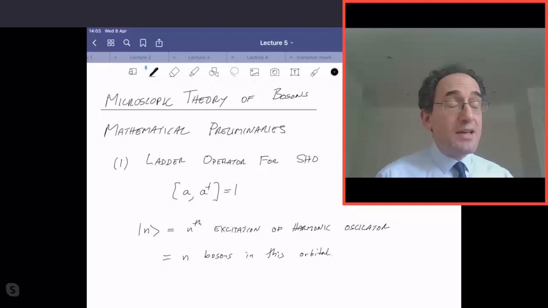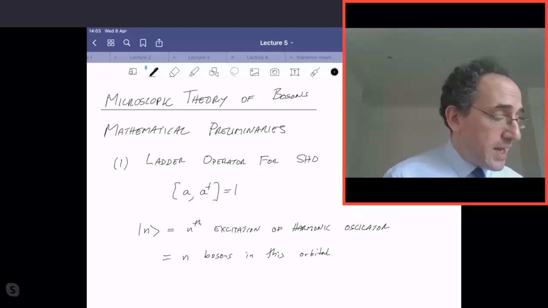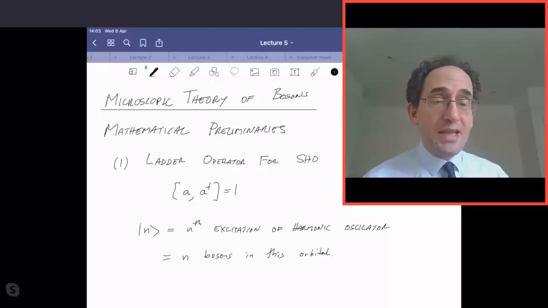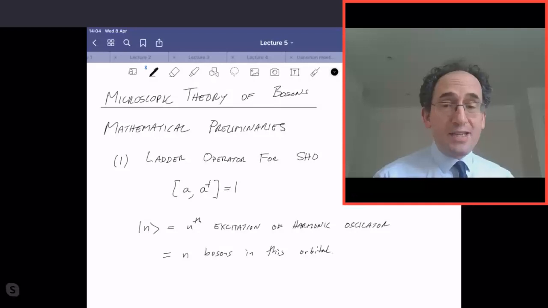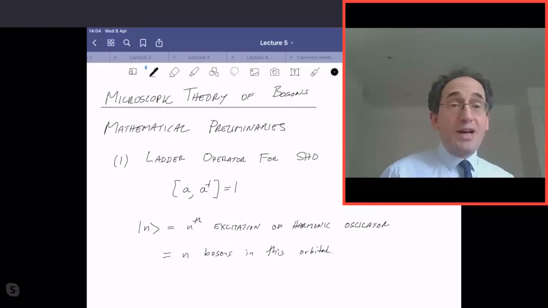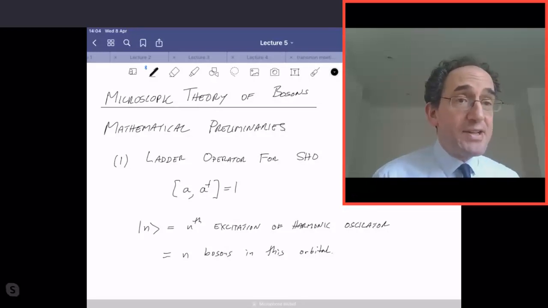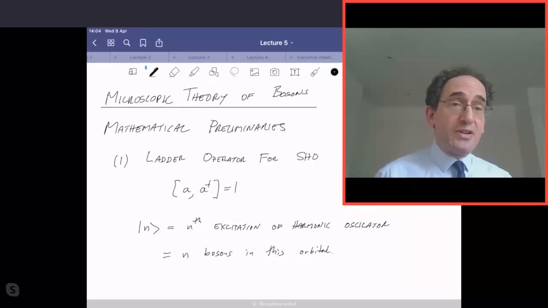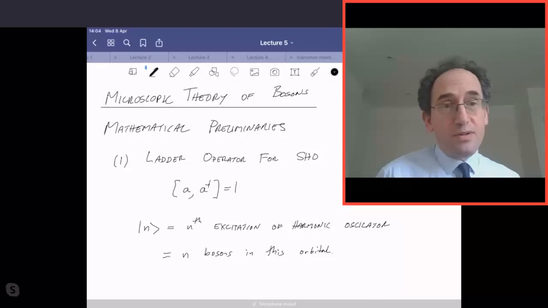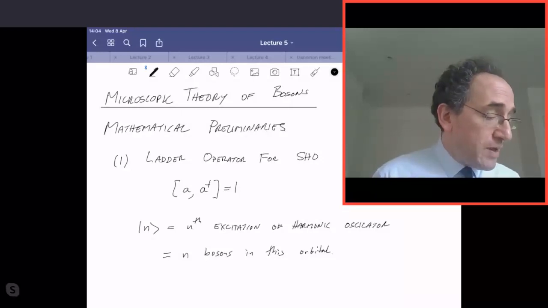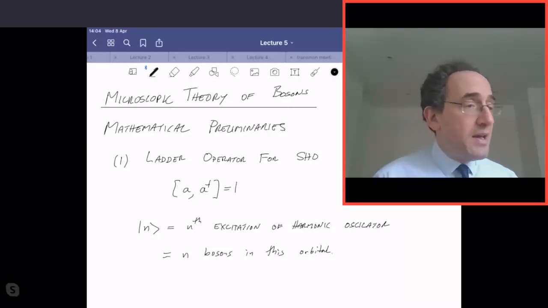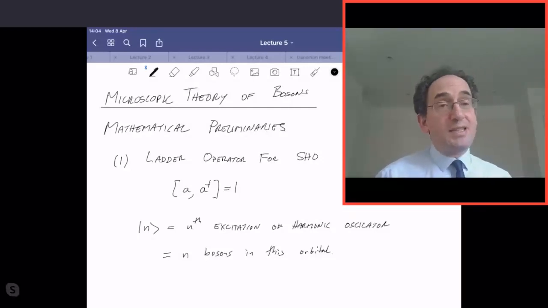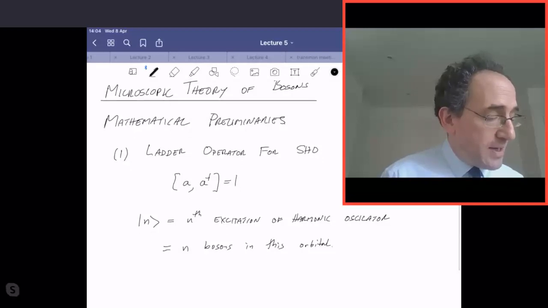So the connection between bosons and excitations of a harmonic oscillator, if you've never seen it before, is an extremely deep statement. I think it's most transparent in the context of phonons, where phonons really are made up of harmonic oscillators, and then you realize when you quantize it, everything looks like particles, which are bosons. But the connection between excitations of the harmonic oscillator and bosons is both mathematical and physical.